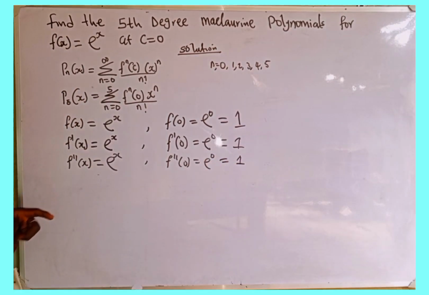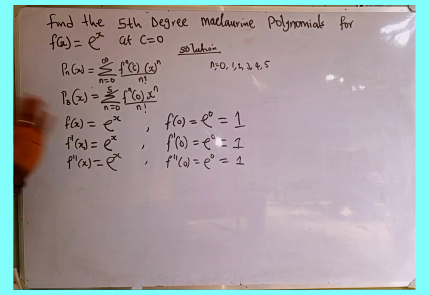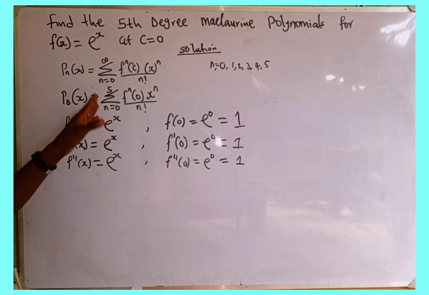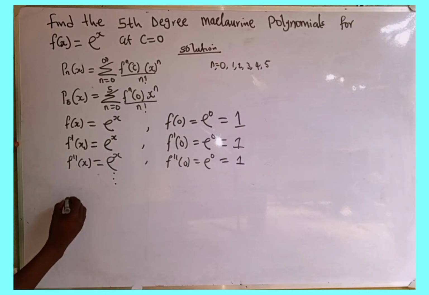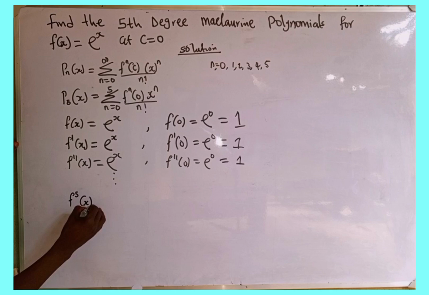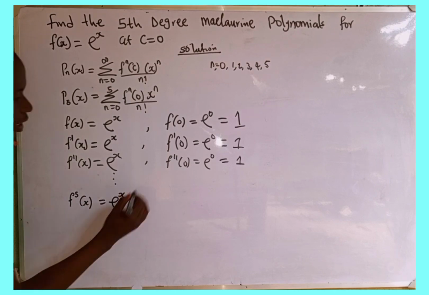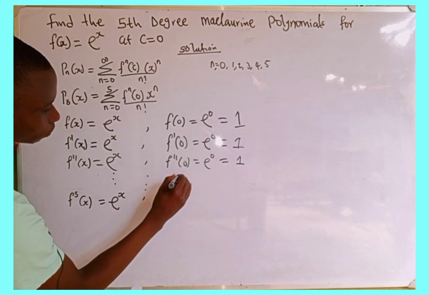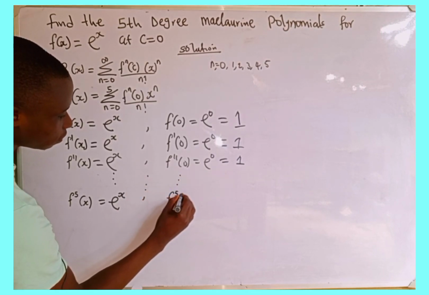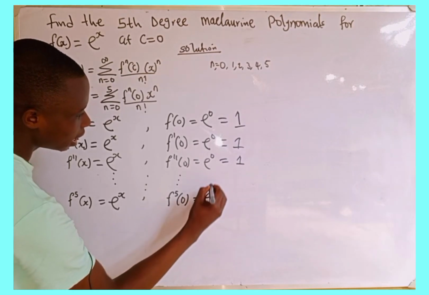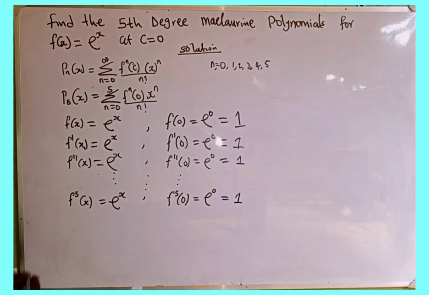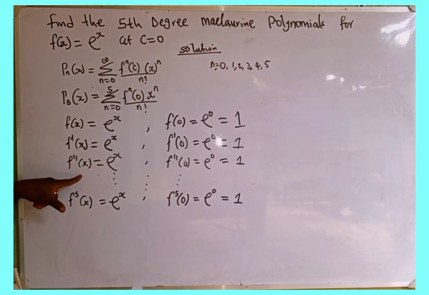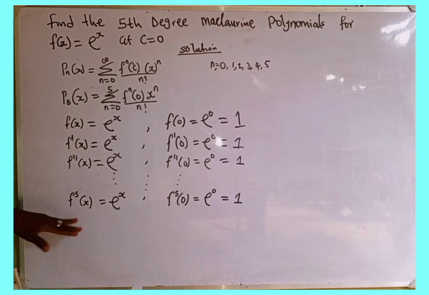If you continue differentiating e to the x, even if you take the 100th derivative of this function, it will continue to give you e to the x. So at the fifth derivative, we're going to have f fifth derivative of x equals the same e to the x. Then the fifth derivative of 0 is e to the 0, which is the same as 1. So that is why we skip the third derivative and fourth derivative, and go to the fifth derivative.